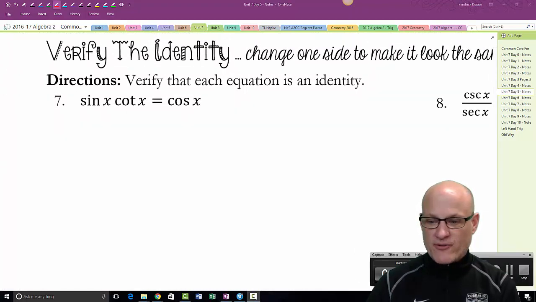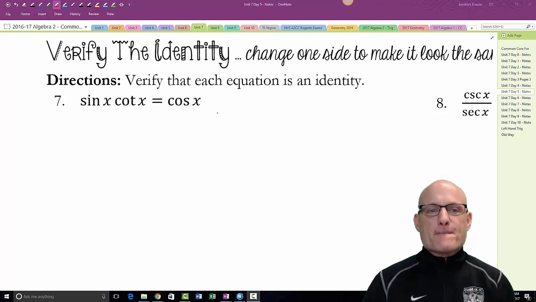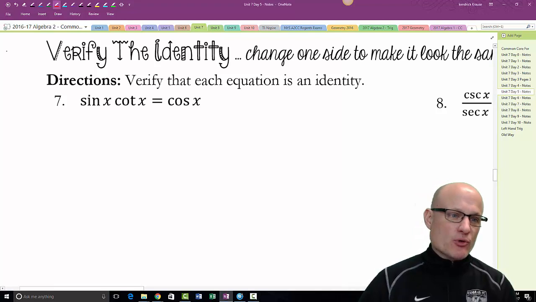All right, so let me pause, and then we're going to come back to verifying. I talked to you about what verifying is all about. Verifying is like proofs. If you want to, you can think of this as prove.